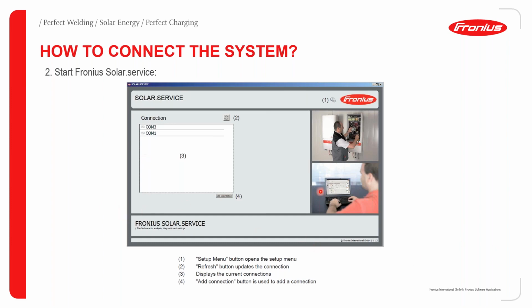Once you have opened it up, you're going to see you have these four main ports. If you look at port 1, that's your setup menu. The second button is your refresh button. Number 3 is your display for any current connections. And the fourth button is the add connection. So if you want to add a new connection, such as a new inverter, you just click on add connection.